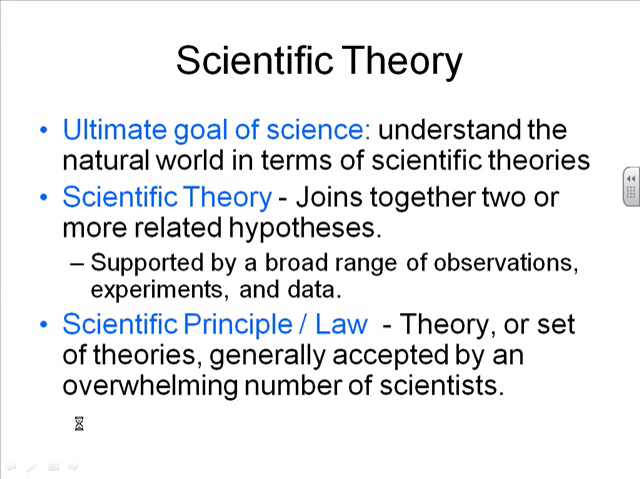We have the theory of evolution. We have the theory of relativity. Those are more than one related hypotheses that have been proven true, that do have data to support them, that are connected together. Now, if you can get a theory, or even a group of theories, that the overwhelming majority of the scientific population agrees upon, then we call it a scientific principle or a law. A law is a theory that everyone agrees on.